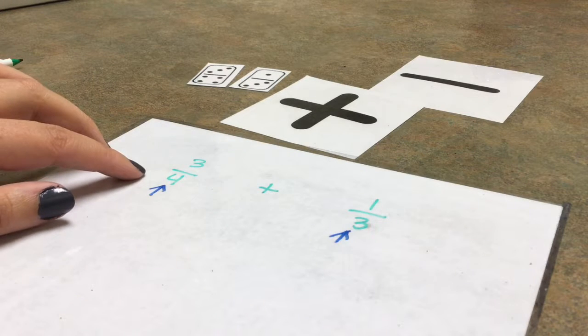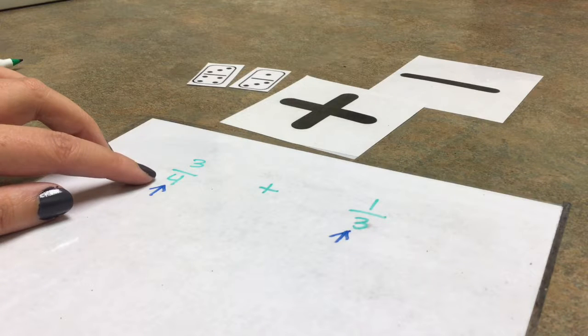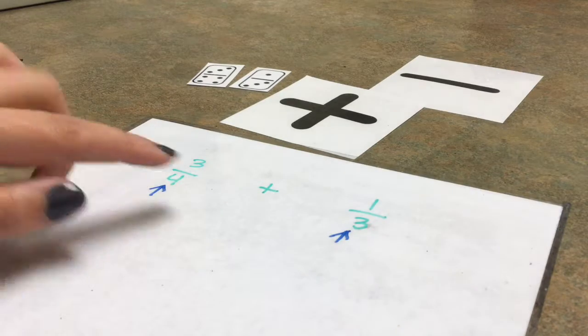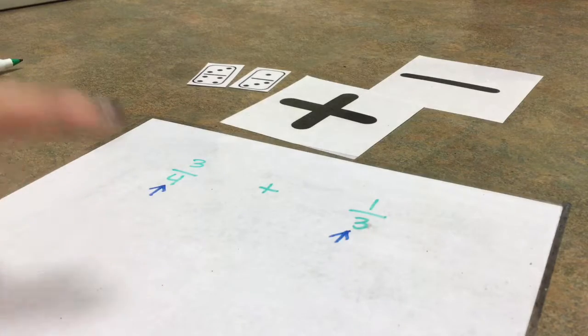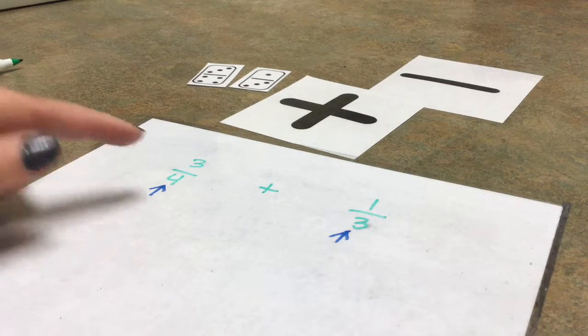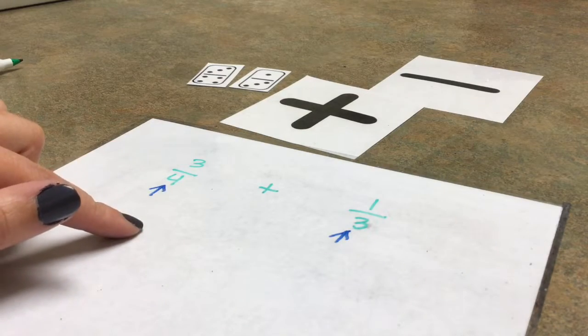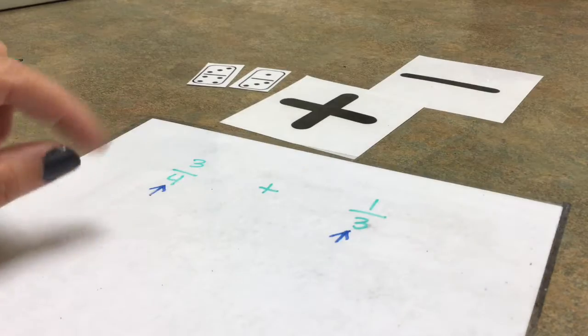So the easiest way to do this is to look at our denominators and think to yourself, what would be a common factor between them? One trick that you can do is to multiply the numbers together. And so 4 times 3 gives us 12. So 12 is a common factor because 4 goes into 12 3 times and 3 goes into 12 4 times.